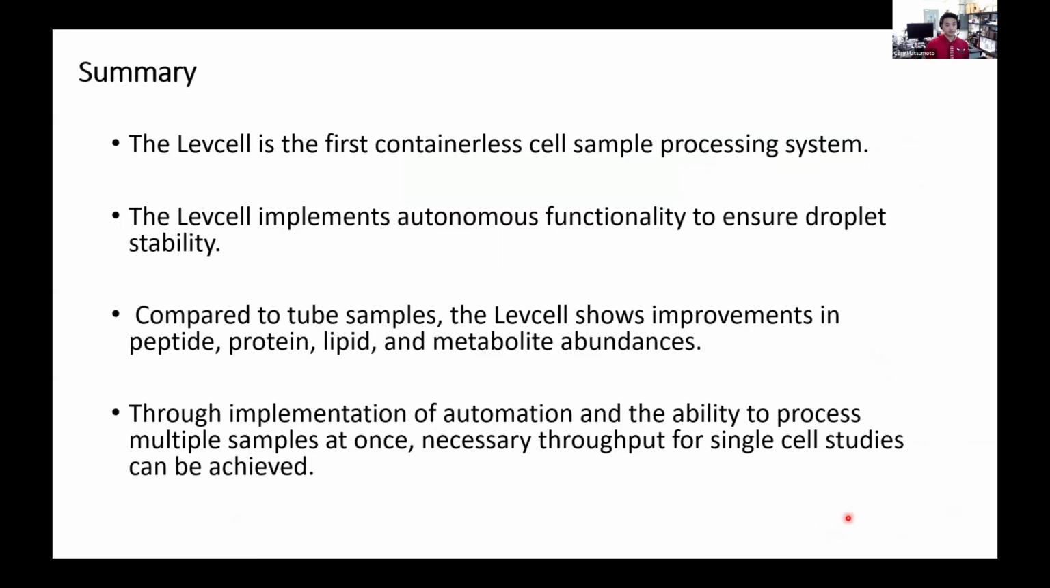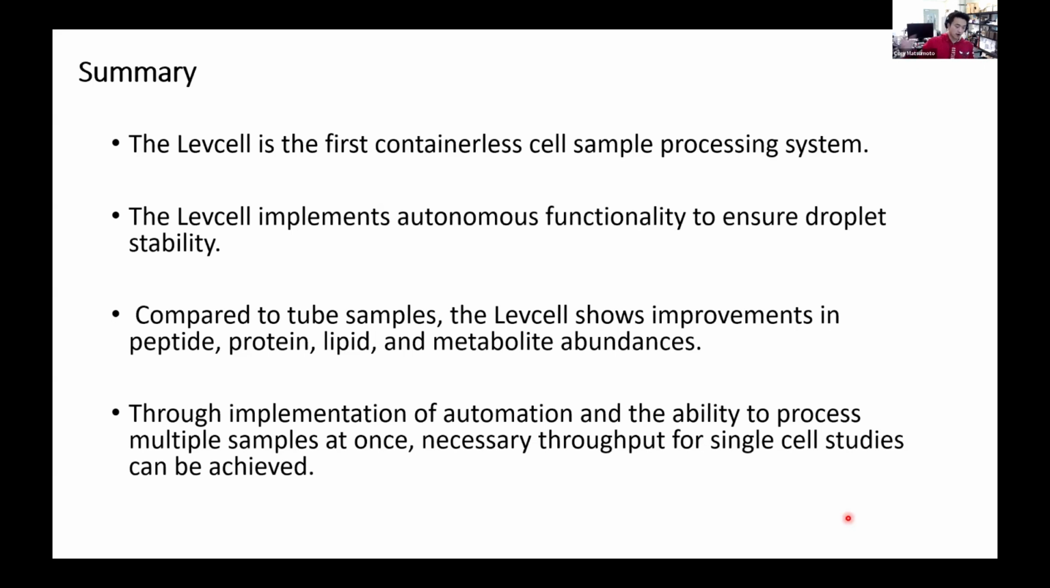So to summarize, the LevCell is the first containerless cell processing system. The LevCell implements autonomous functionality to ensure droplet stability. That goes back to the implementation of computer vision, allowing us to levitate a droplet for upwards of 24 hours. Compared to tube samples, the LevCell shows improvements in peptide, protein, lipid, and metabolite abundances, and we're still working on the transcriptomics data to get that down to a single cell level. And finally, through implementation of automation and the ability to process multiple samples at once, we can achieve the necessary throughput for single cell studies.